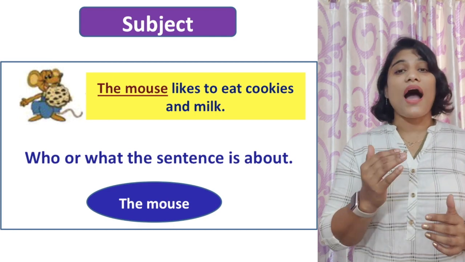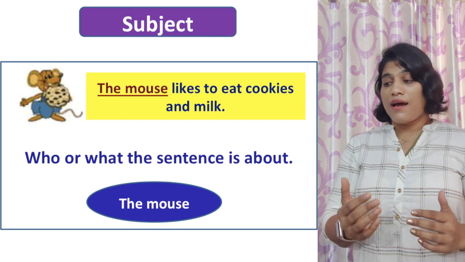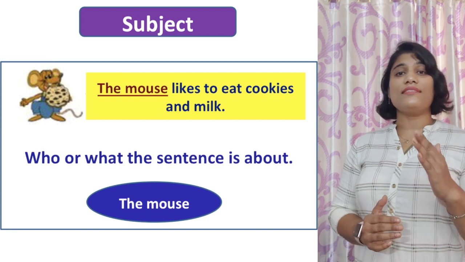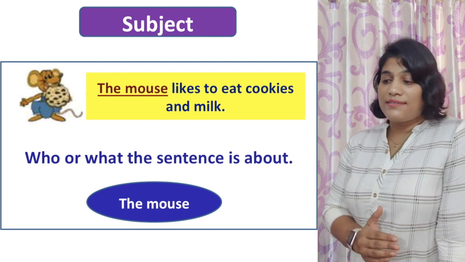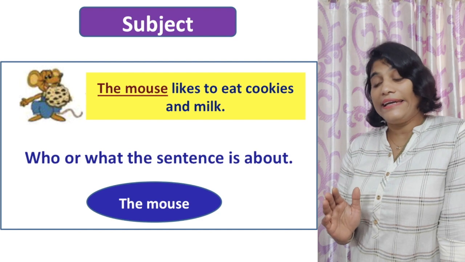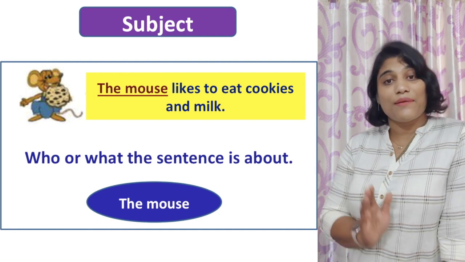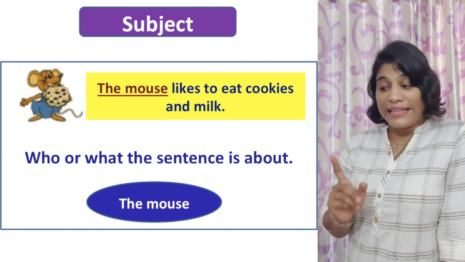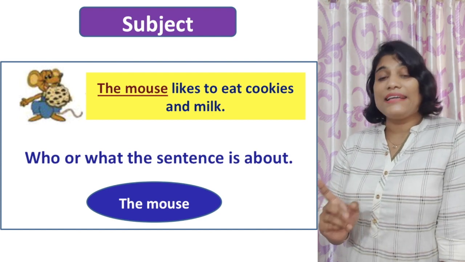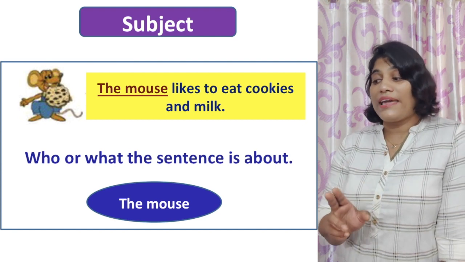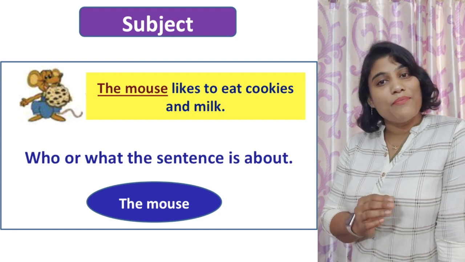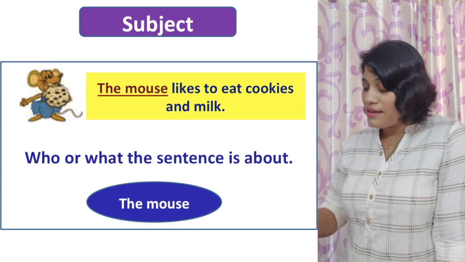If you ask questions, who or what, the answer should be the subject. That is, in other words, you can say who or what the sentence is about is the subject of that sentence. And in this sentence, the sentence is about who, that is the mouse. Who likes to eat cookies and milk? The answer should be the mouse. So the mouse is the subject.